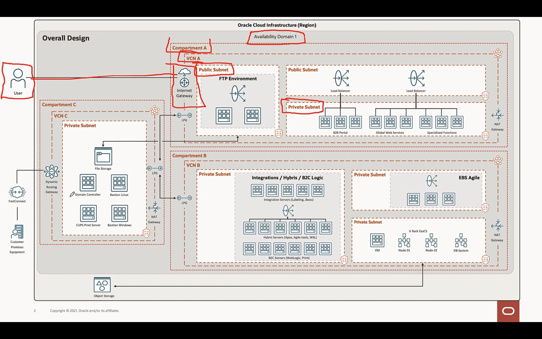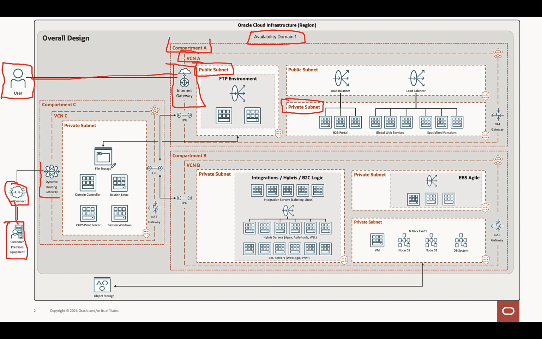As you look around at this architecture, we also have our on-premises equipment, or the office from which we're connecting. And this is going to flow through our FastConnect, which we have defined here, into our dynamic routing gateway. And we'll talk about that component as we progress through this.